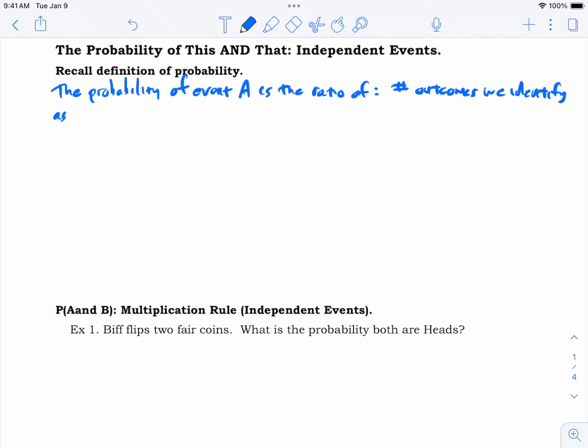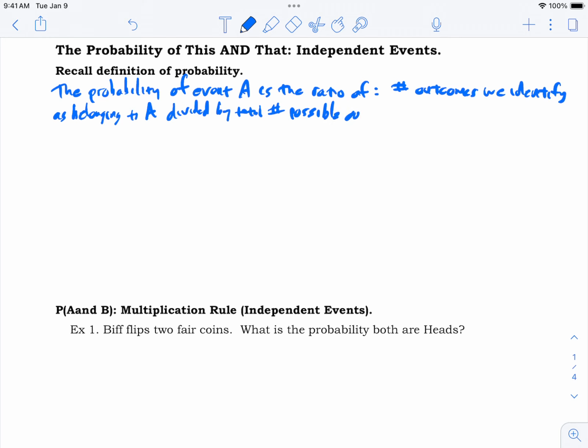Is this a heads? Sure. Is this a heads? No. If it's a heads, it belongs to A, or whatever. So anyway, number of outcomes we identify as belonging to A, so to speak. The reason this word belonging actually works is because in math they typically think of outcomes or events as sets of things that might happen, and so that's why we say it belongs to set A, but we don't have to worry too much about this lingo. It's the number of outcomes that we identify as A divided by the total number of possible outcomes.